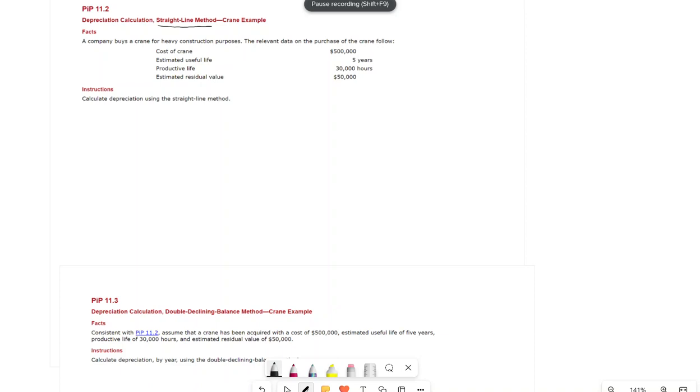Going further, the question is about the straight line method, and what they're using is units of production or maybe expected lives. They're using straight line accompanied by a crane for heavy construction purposes. The relevant data on the purchase of a crane is as follows. The cost of the asset is 500,000, and they said we're using a straight line method, and if we're using straight line, we use it over the life. 5 minus the 50,000, we will have a depreciation of 90,000 per year.